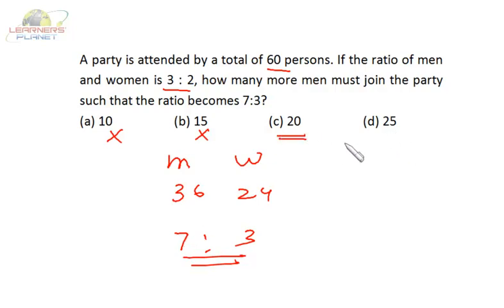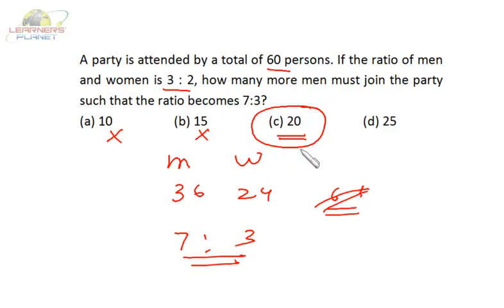If I add 25 to 36, then it is 61. Even 61 is not a multiple of 7. So only 20 suits over here. Now let's go for cross verification. Though it is not required, but for the sake of clarity, I'm just going for cross verification.